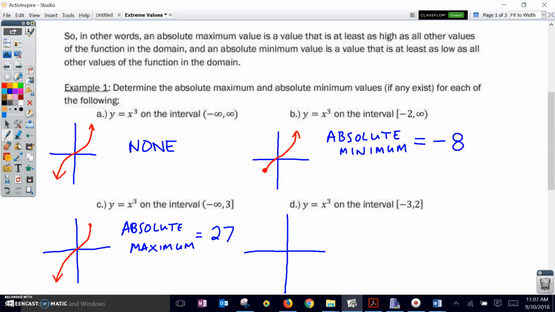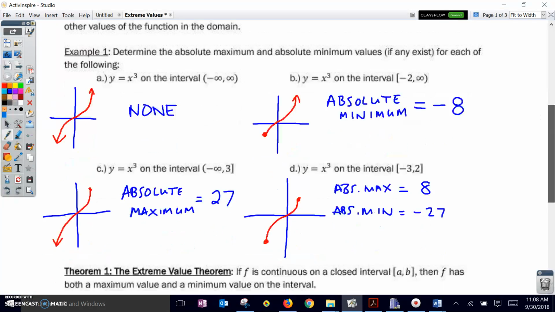In the last one here, we look at the function on the interval from negative 3 up to 2, and so we have both an absolute minimum and an absolute maximum on this interval since it's a closed interval. The absolute max is the y value at 2, which is 8, and the absolute min is the y value at negative 3, which is negative 27. Alright, so those are absolute maximum and absolute minimum values.